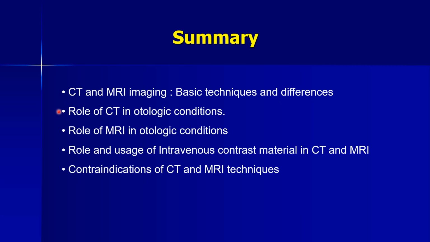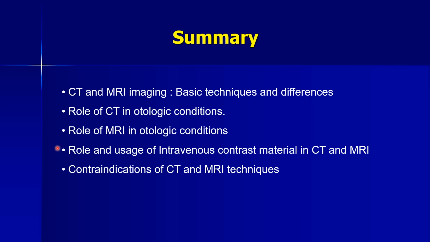CT is the first imaging modality in the setting of a conductive hearing loss or when we suspect a congenital abnormality. The role of MRI is mainly for asymmetric hearing loss when we are suspecting a retrocochlear pathology. We saw cases of soft tissue masses, a case of a lipoma, and a case of a vestibular schwannoma in the setting of asymmetric sensorineural hearing loss. We also saw cases of glomus jugulare and glomus tympanicum tumor.